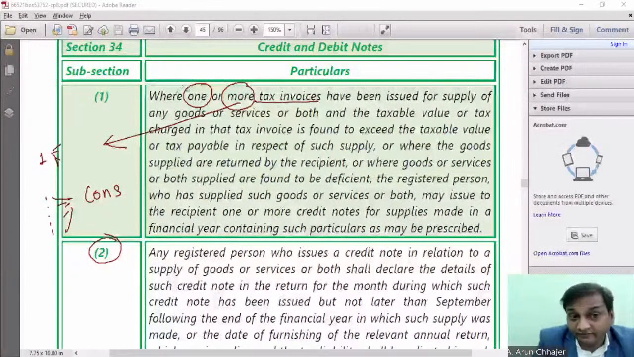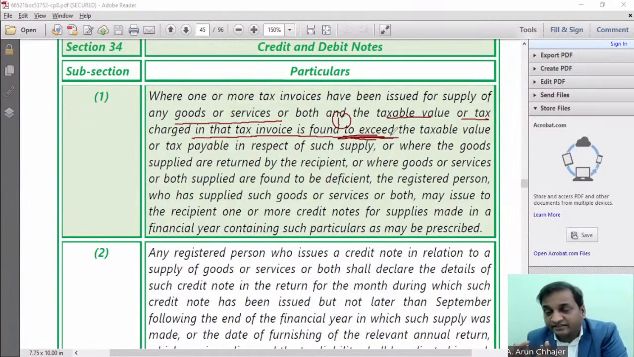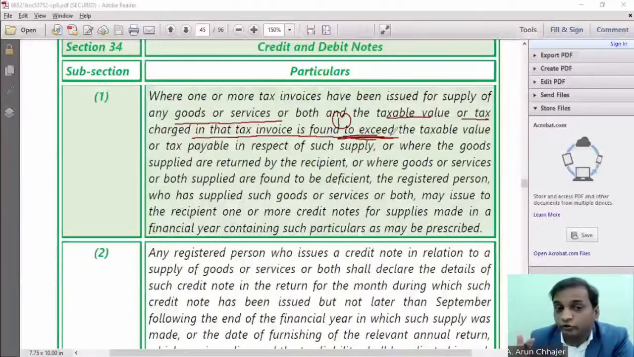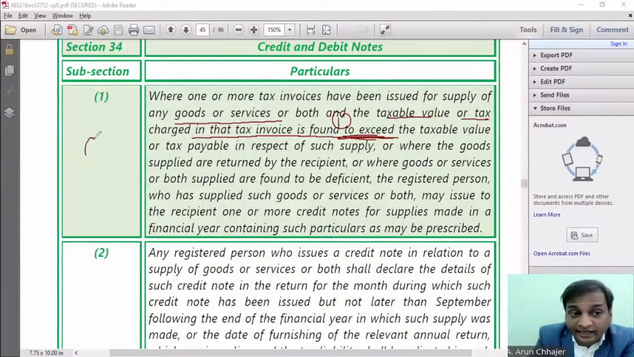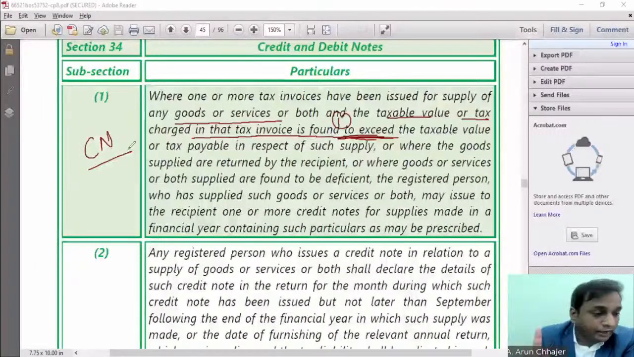Now the next: one or more tax invoices have been issued for supply of goods or services or both, and the taxable value or tax charged is found to be exceeded. So if the taxable value or the tax is being charged extra, then the supplier will issue the credit note. We are reading in which situations the credit note can be issued, and it is very, very important from the examination point of view. Multiple times it has been asked.